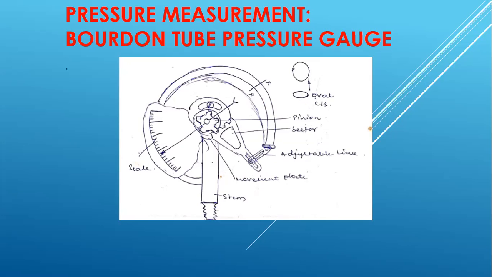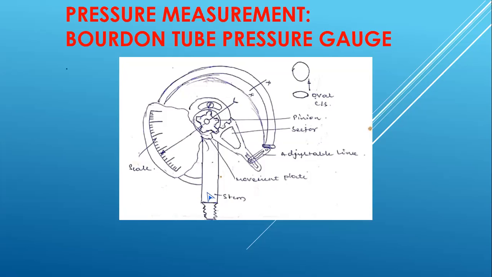The rubber tube which is coming from the stem is bent in a circular shape. The end of the rubber tube is connected to the adjustable link, and the adjustable link is connected to the yoke or sector. The sector has the rack and is directly coupled to the pinion. On the top of the pinion, there will be a dial. All of you observe here, this arrow mark indicates that dial.